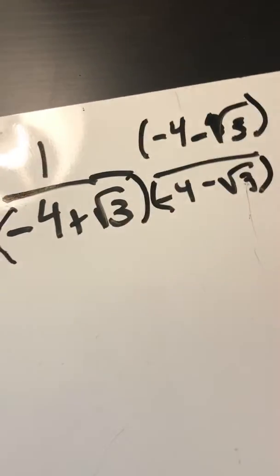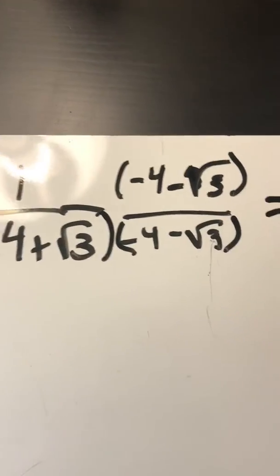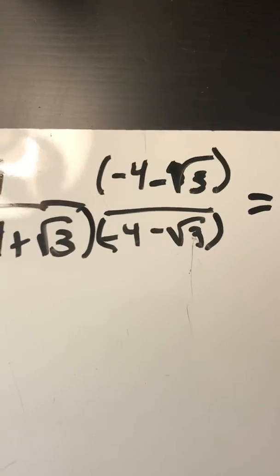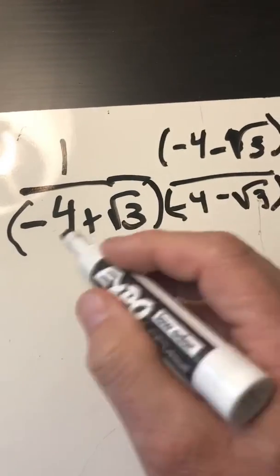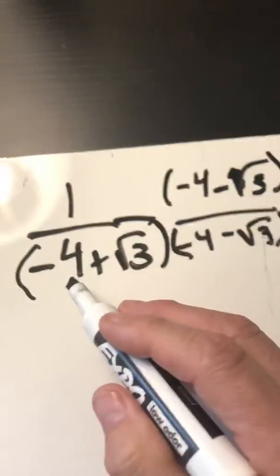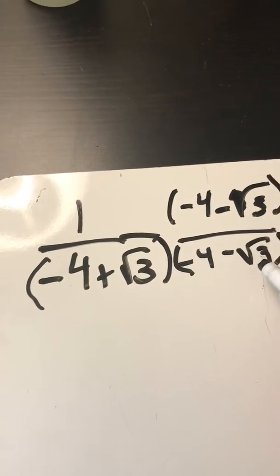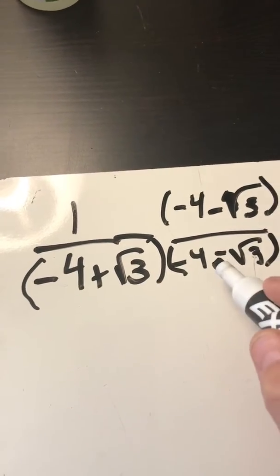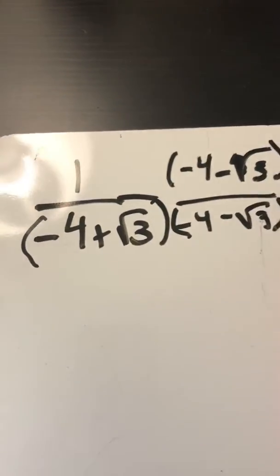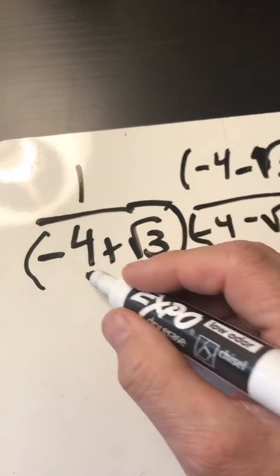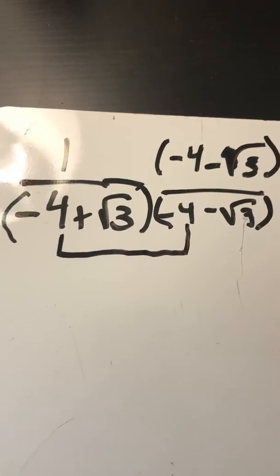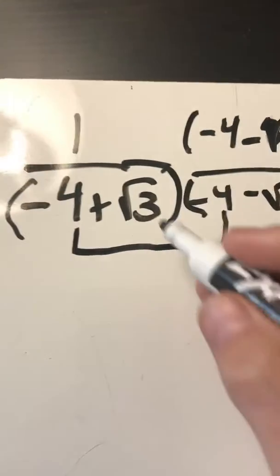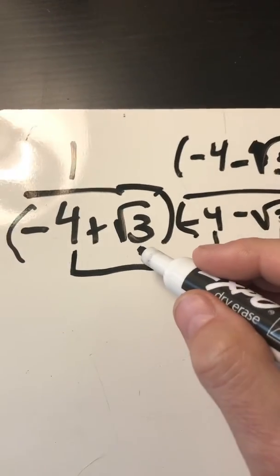And the top is going to end up being 1 times negative 4 minus radical 3. There's the top. The bottom is the difference of two squares. When you multiply by what's called the conjugate, which is the difference of two squares, same first and second terms, one's a plus in the middle, one's a minus, you end up with a difference of two squares. So you're going to do first times first, negative 4 times negative 4. Well, that's 16.